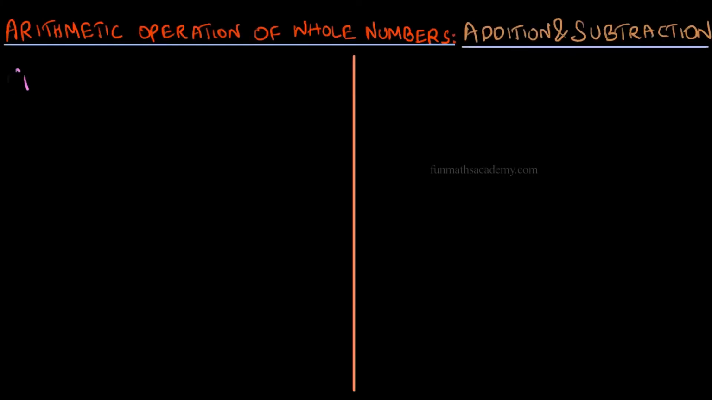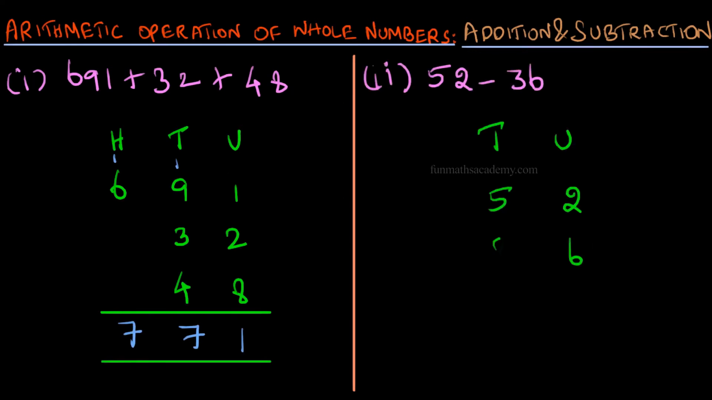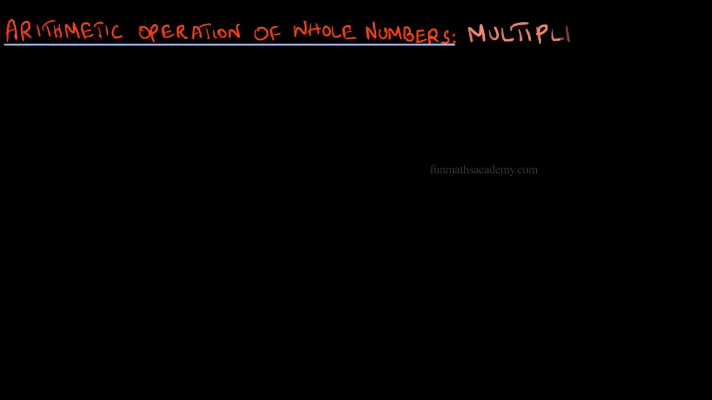In addition, digits of the unit place are written in one column, tens place are written in one column, hundreds place are written in one column and then added. The same procedure is also used in subtraction, except that the lowest number is written below the highest number and then subtracted. Next is multiplication.